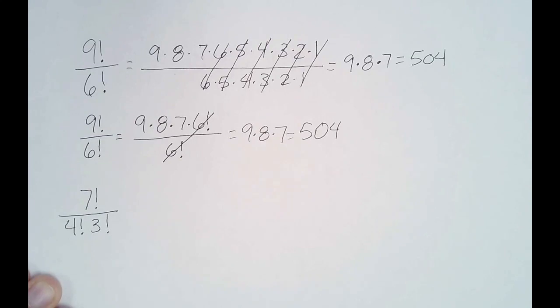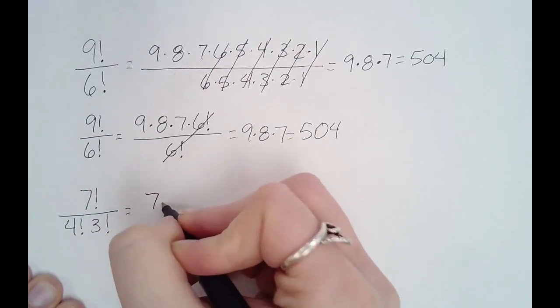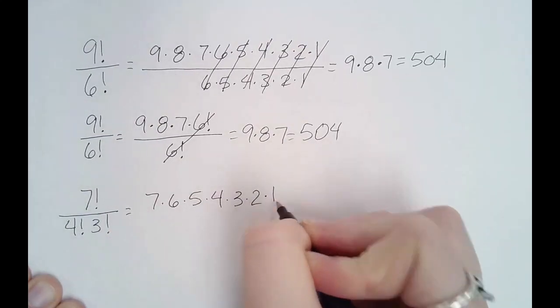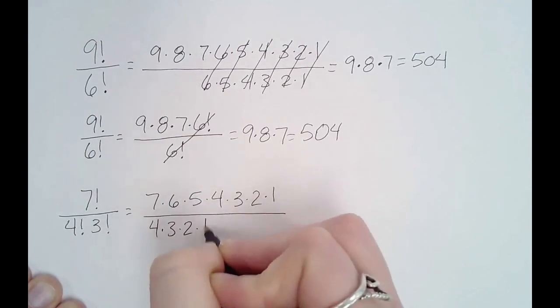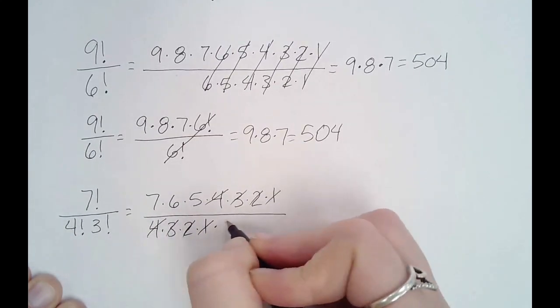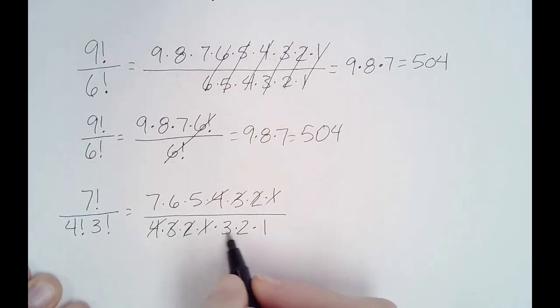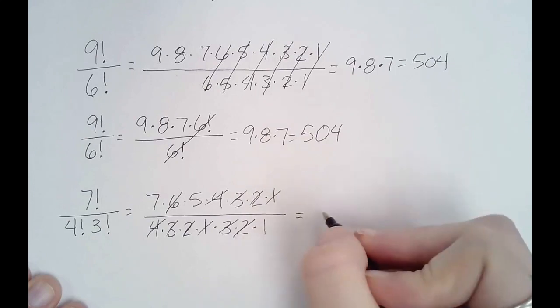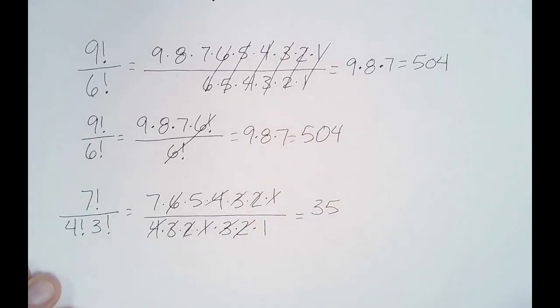So here's another one, 7 factorial divided by 4 factorial times 3 factorial on the bottom. Again, we can just write it clear out, and all of the 4 times 3 times 2 times 1 just divide to be 1. And then we have 3 times 2, which is the same as 6, so those can divide out with the 6, and we're just left with 7 times 5, which is 35 over 1, which we don't have to write.